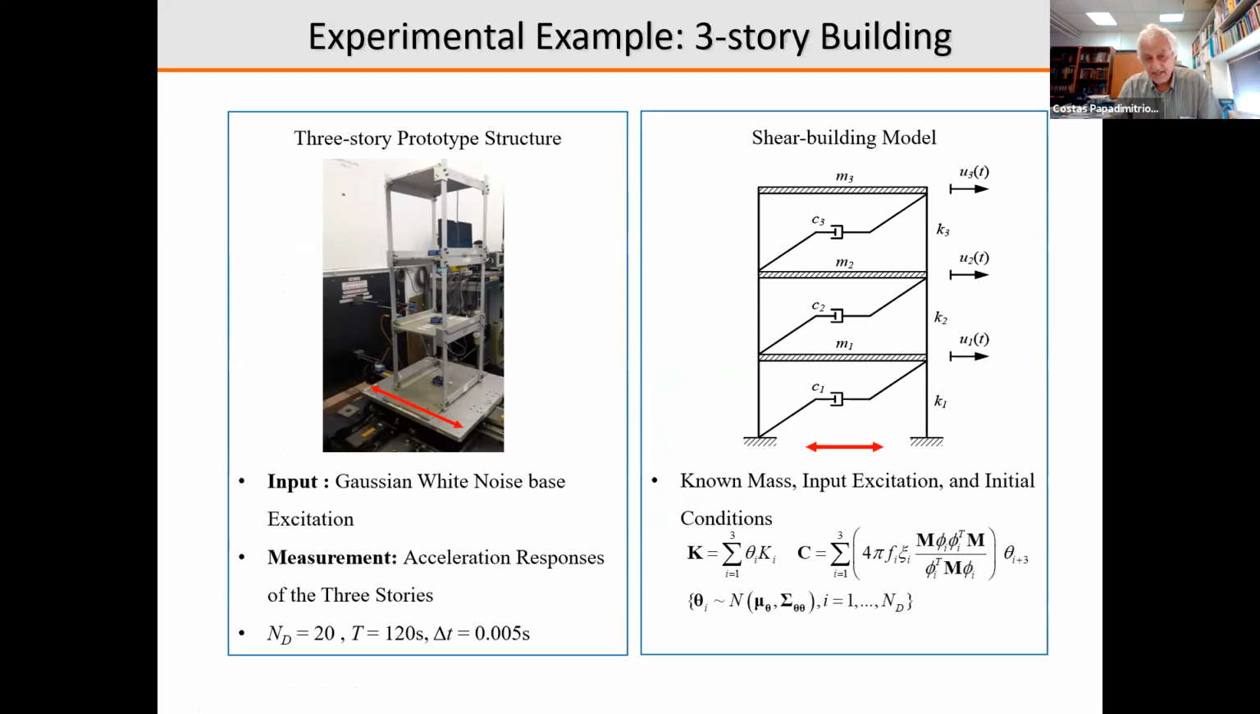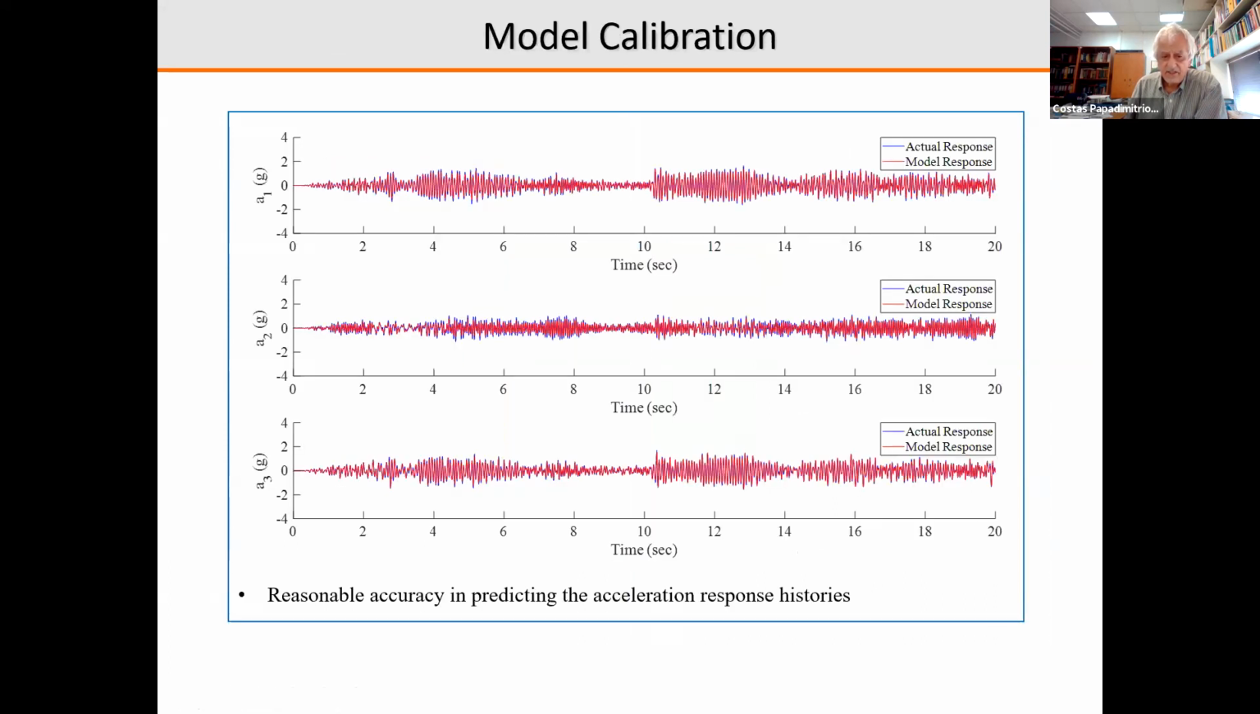This is a real experiment. The input is Gaussian white noise at the base. The measurements are the acceleration responses at the 3 floors. We have generated 20 data sets using the same intensity in the excitation when we excite it with white noise. Our model is a 3 degree of freedom shear model of a building. We have 3 stiffness parameters and 3 damping ratios.